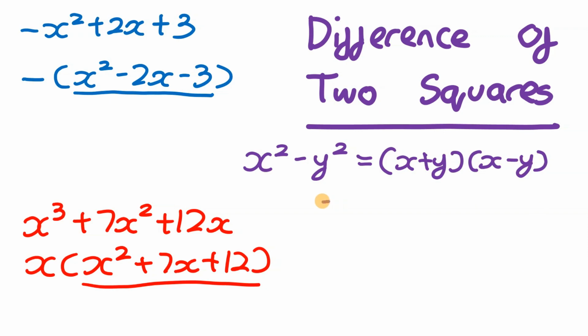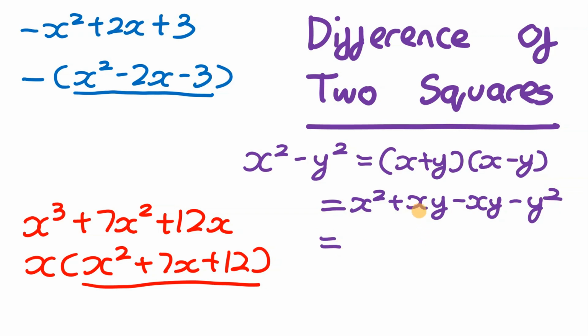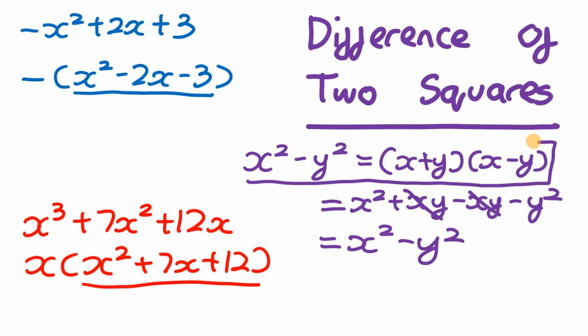The reason we can write it like this, well, if we just expand this here, x multiplied by x is x squared, y multiplied by x is xy, minus y multiplied by x is minus xy, and y multiplied by minus y is minus y squared, like this here. And these two will cancel out to just leave us with x squared minus y squared. You can see that this is the same. So this here is the difference of two squares.